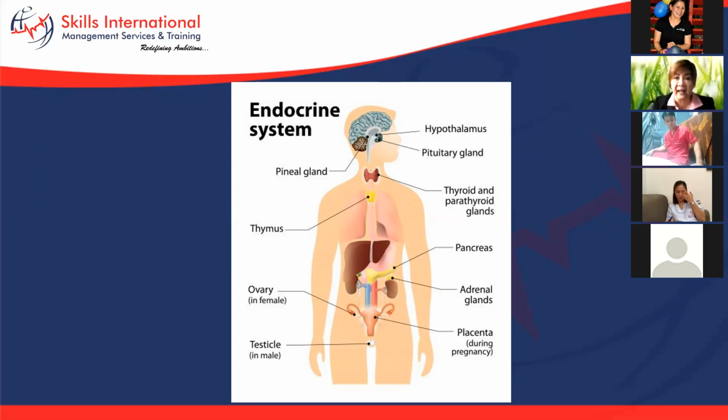Malayo sila. Kagaya ng hypothalamus, pituitary gland, pineal gland, nandun sila sa may utak. Ngayon, meron thymus dito sa lalamunan. Meron tayong pancreas, adrenal glands doon sa tiyan natin. Meron tayong placenta, meron tayong testicle, ovary, doon na sa reproductive. At meron tayong thymus dito sa may gitna, between sa ating chest.